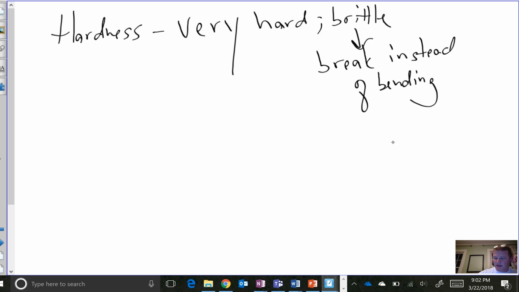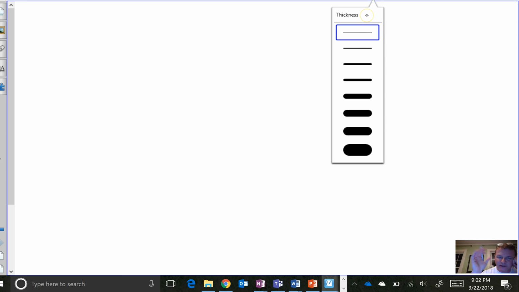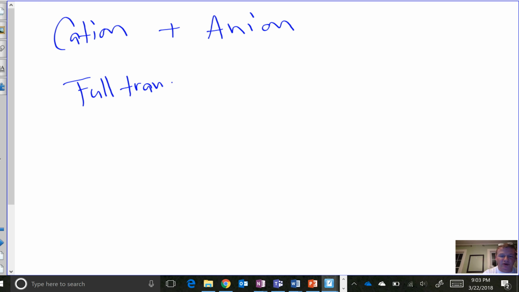So now let's shift gears just a little bit, and let's talk about bond formation. And we'll drill it into the ground, the fact that when a cation, that's the positive ion, it gives up its electron to an anion. And remember that there is a full transfer of an electron or electrons. Full transfer.